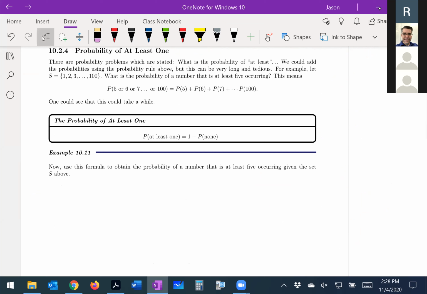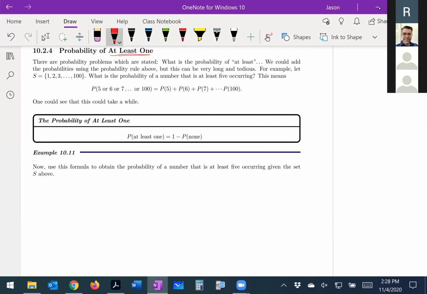Okay, probability of at least 1. Let's know what at least means. My business calculus students, I think I asked this on an exam or something, and they're like, what does at least 1 mean? And I'm like, at least 1 means 1 or more. So make sure that you know that, right?